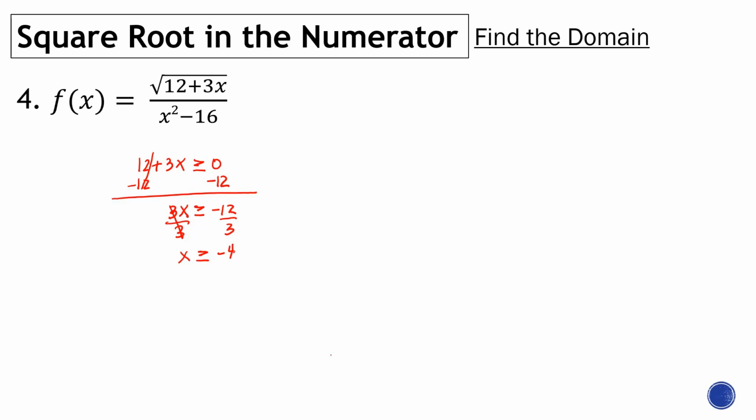Let's go find the second domain. x squared minus 16 is not equal to 0. We add 16 on both sides. This will be x squared is not equal to 16. Find the square root. x is not equal to positive 4 and negative 4. Oh, this is interesting. Okay, let's see.